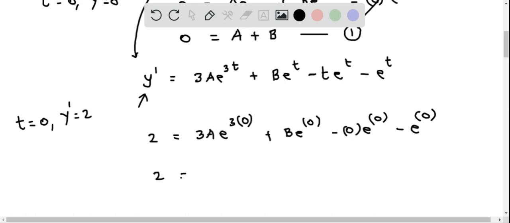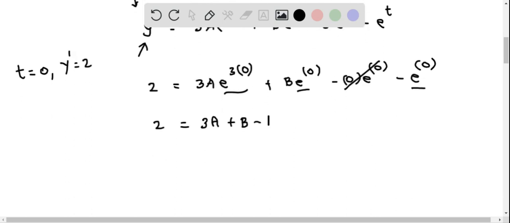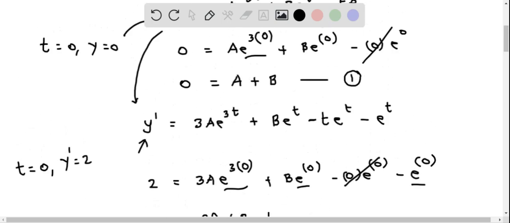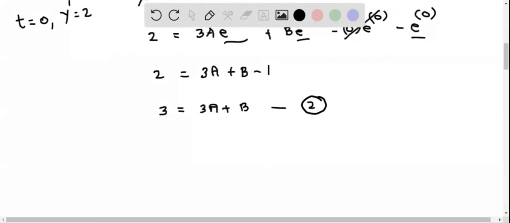And so this gives 2 equals. This quantity is 1, so 3a times 1 is 3a. This quantity is 1, so therefore b times 1 is b. And this one is 0 times 1, which is 0. And this one is 1, so it is negative 1 here. So let's write this equation by adding 1 on both sides. So here we have 3 equals 3a plus b. Let's say this is equation number 2. Now we can solve these two equations 1 and 2 and determine the values of a and b.